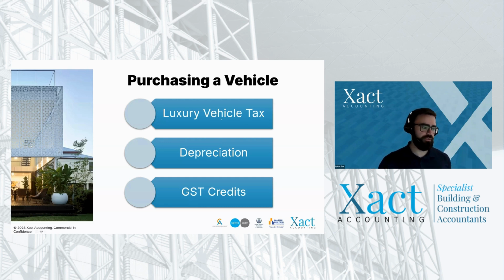Now, most of the vehicles that our clients, obviously building and construction, are looking to get are predominantly utes or what the ATO sees as workhorse vehicles. So provided they have a 1 ton carrying capacity, they're actually not subject to the luxury vehicle or depreciation limit, which at the moment is roughly $80,000, excluding GST.